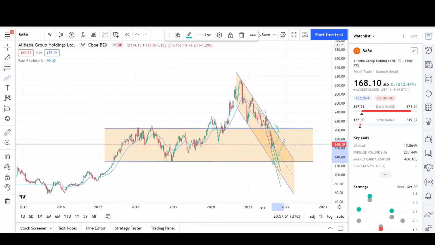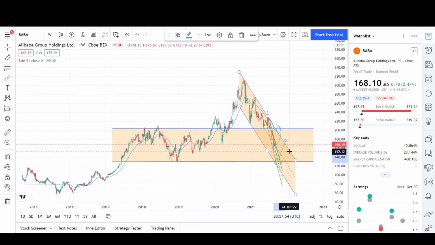But other than that, I'm very bullish on Alibaba. I'm waiting to see those lower prices so I can take a position in here, and I'll give you guys an update if anything changes. But other than that, I still see us continuing lower. There's no bullish signs yet.